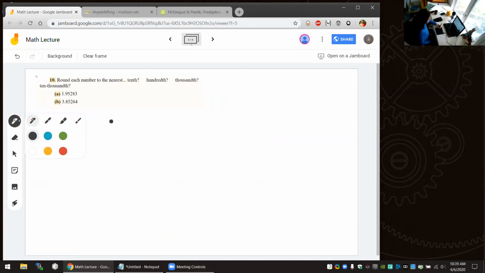Okay, so 1.95283. Start with tenths. So here's my tenths. I look at the one just to the right of it, exactly the same. These are all about to become 0. Is 5 5 or more? Yes, it is. I should keep that color. So I want to make the 9 into a 10. Of course, I can't do that.